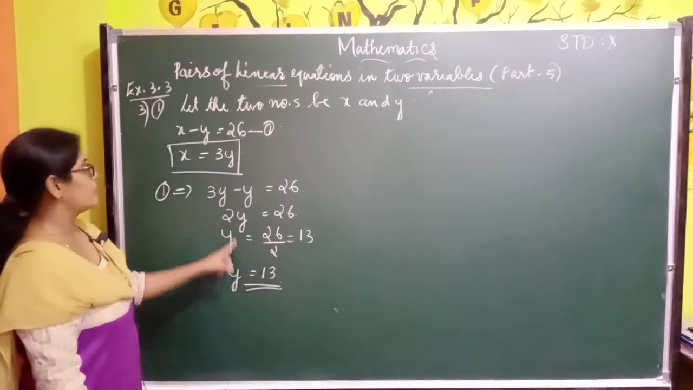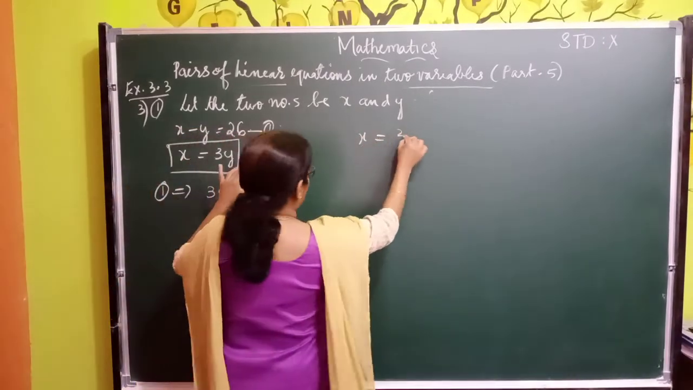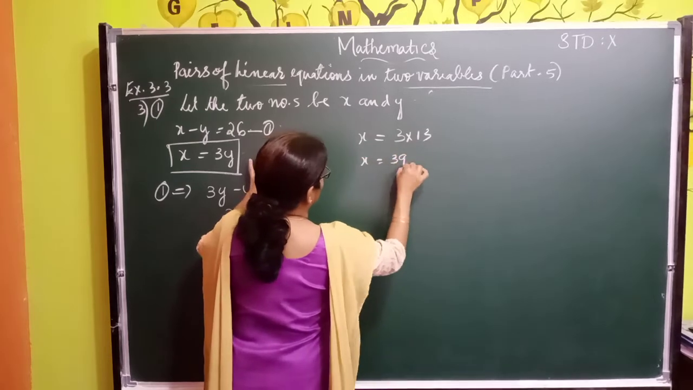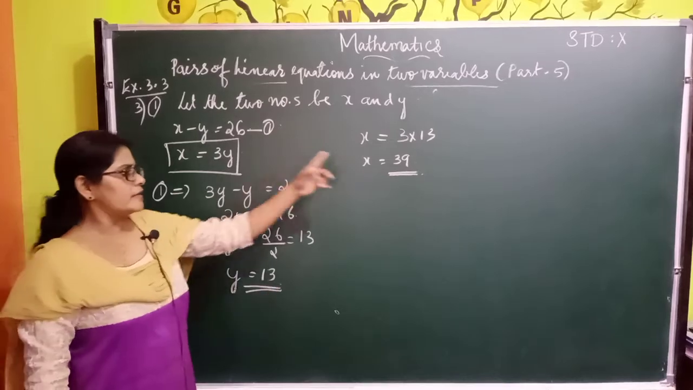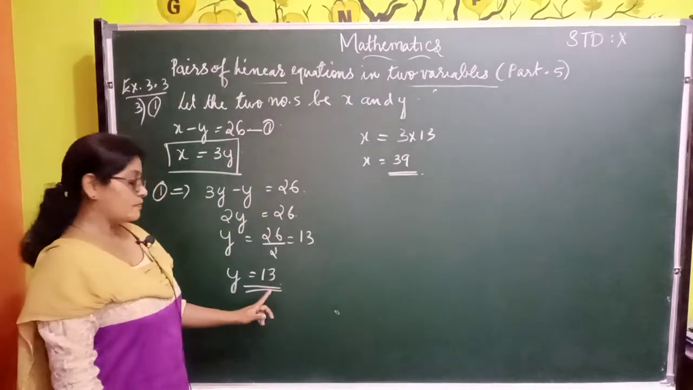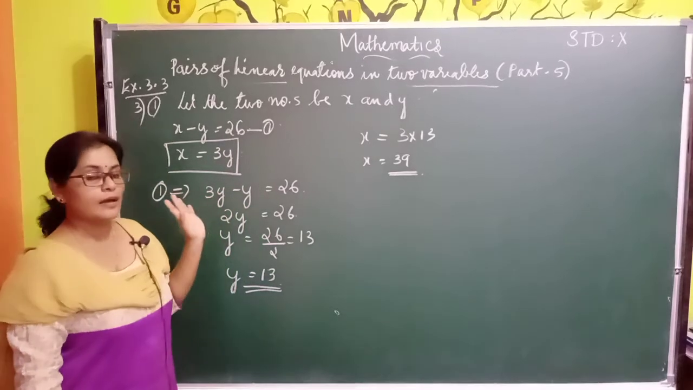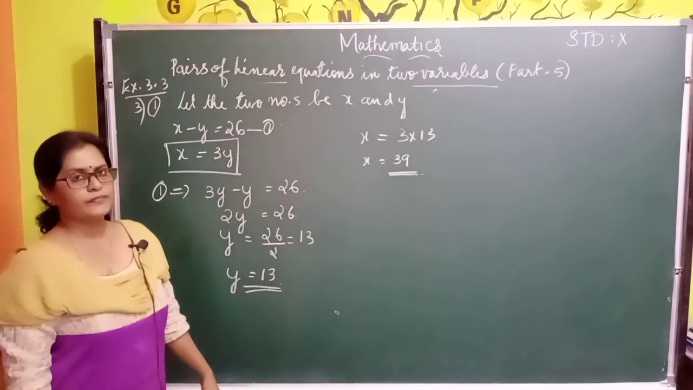We have one number. Now, x. x equals 3 into 13. Therefore, x is equal to 39. So, one number is 13 and the other number is 3 times 13, multiplied by 3 is 39. So the two numbers are 39 and 13.